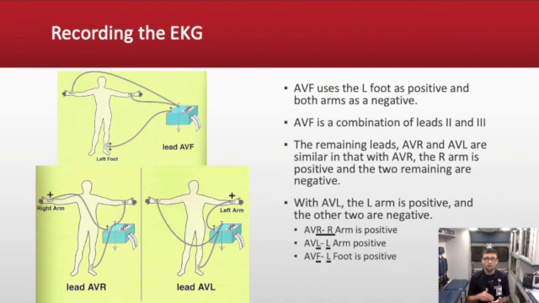AVR, your right arm is positive. AVL, your left arm is positive. And AVF, your left foot is positive. So looking at this, again, 1, 2, 3. And then AVR, your right arm is now positive. AVL, your left arm is now positive. And AVF, your left foot is positive. Again, whenever you have a positive deflection, we're looking at how that myocardium is moving towards the positive lead, okay?